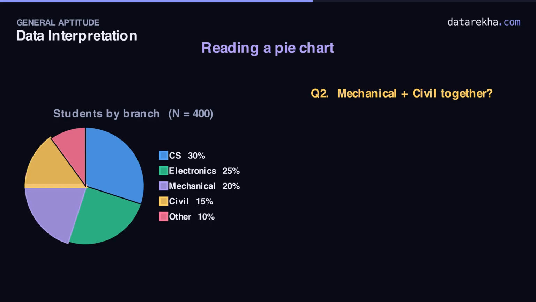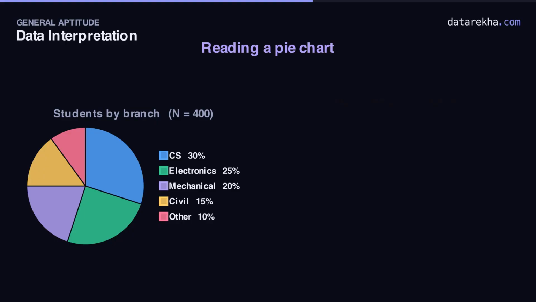Mechanical and civil together? Because both are shares of the same total, you can simply add the percentages first. 20 plus 15 is 35%. Then take 35% of 400. That's 140 students. The ratio of computer science to other? Computer science is 120 students, other is 40. A ratio of 3 to 1.